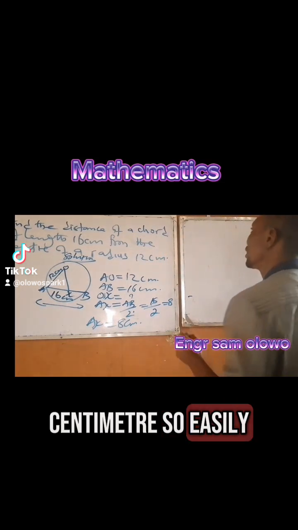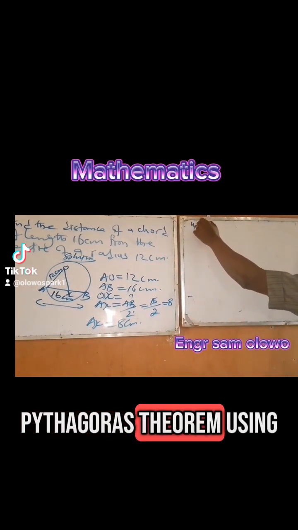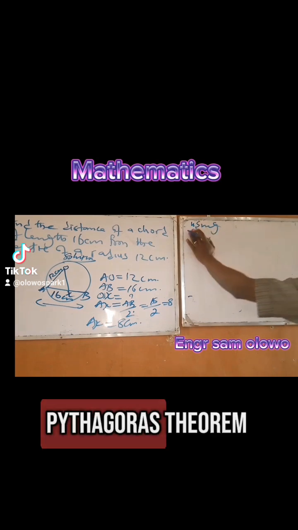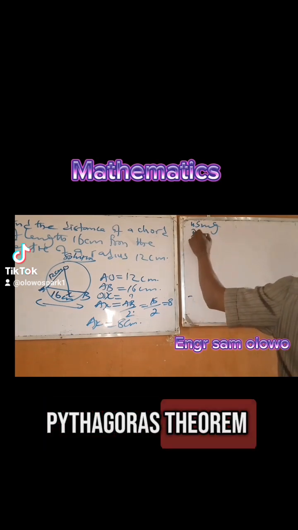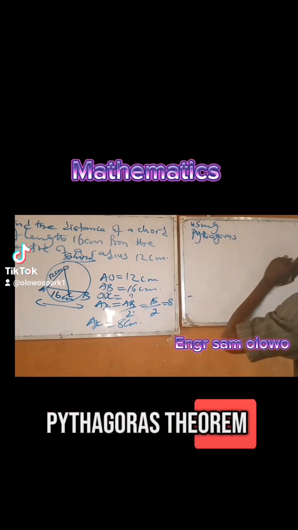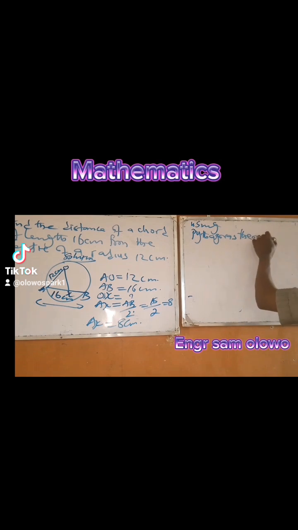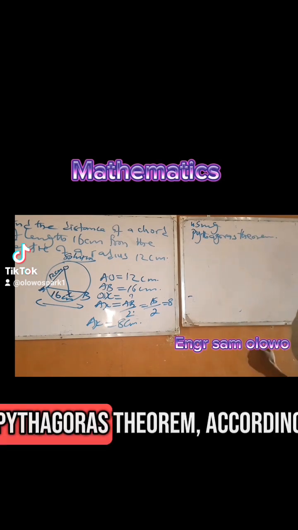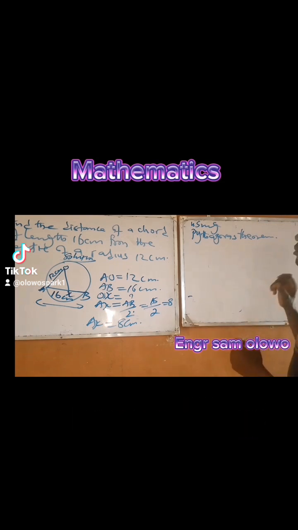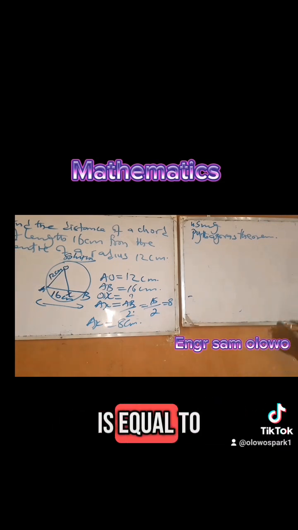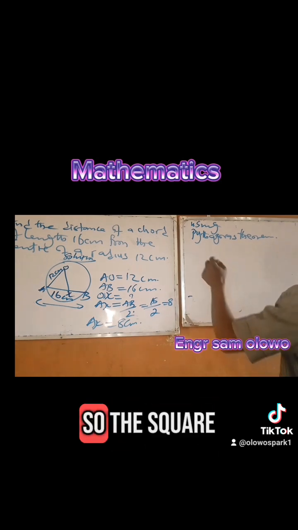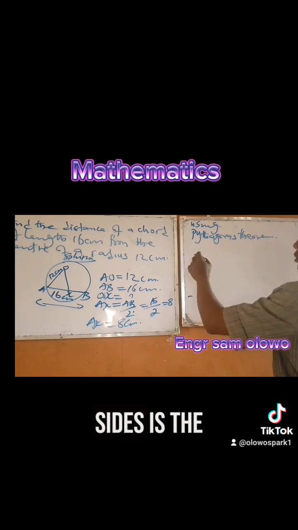So easily I can use Pythagoras theorem. According to the law of Pythagoras theorem, the square of the hypotenuse side is equal to the sum of the squares of the other two sides. The hypotenuse is the longest side here.